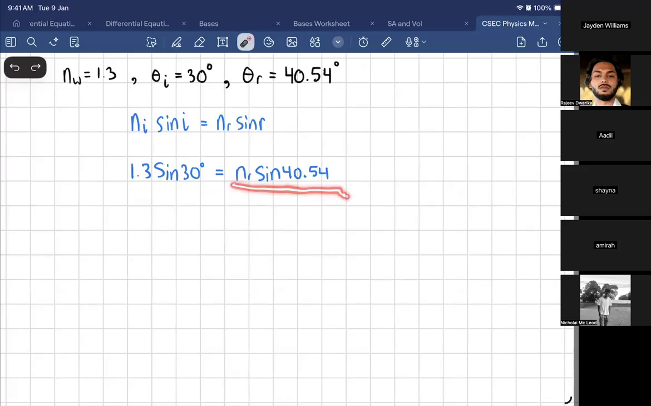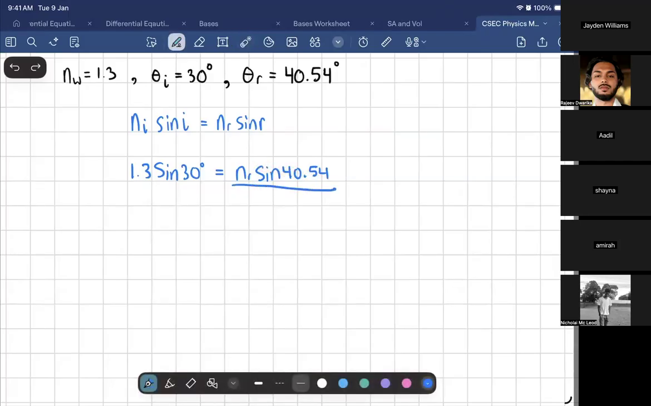Multiplied, right. So if I wanted to cancel this off, what would I have to do? Divide. Right. So I'll divide by sine 40.54 on both sides. Now you can't just say divide by sine. Sine 40.54 is an entire thing. So this and this would cancel off.